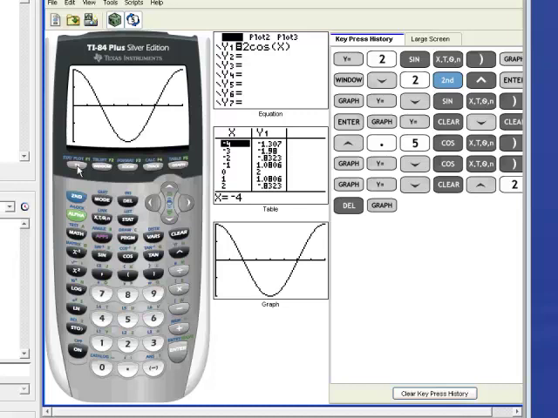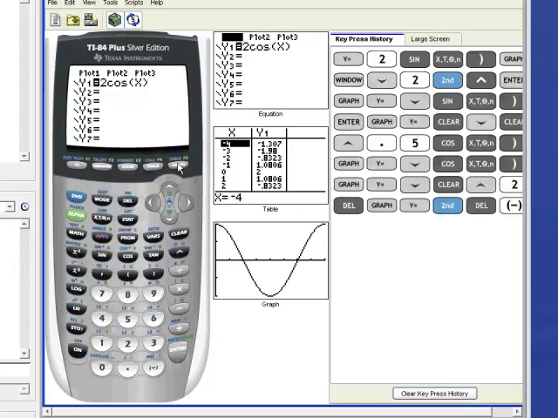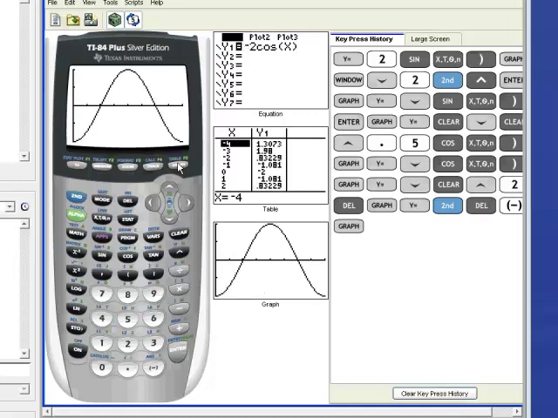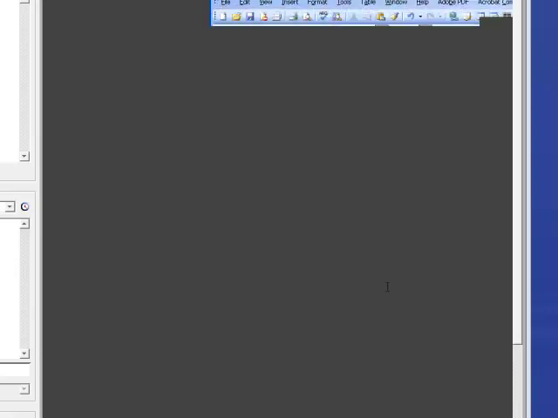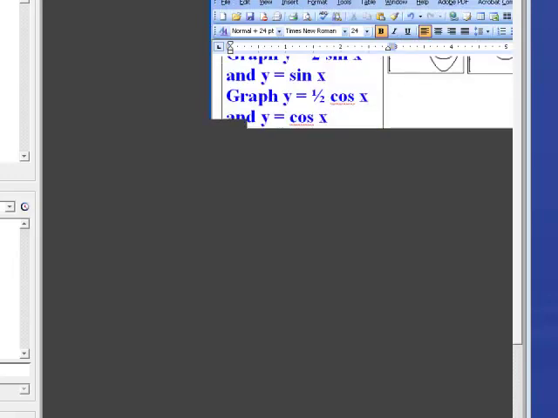Okay, what happens when we put a negative in front of that? Well, it simply reflects it around the x-axis, and so it just flips it over. That's all there is to that. So that's what the negative did.